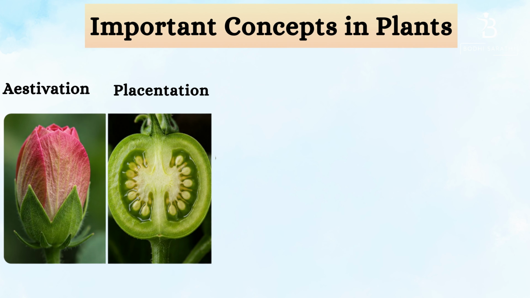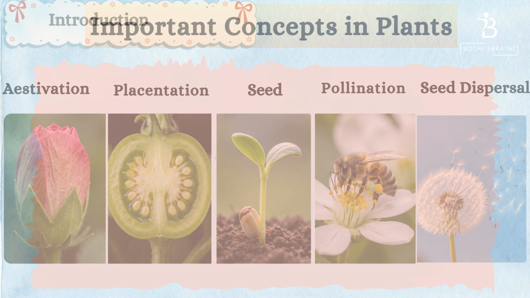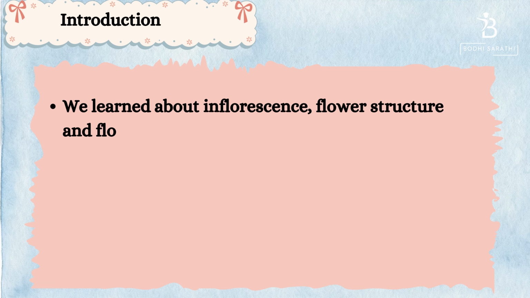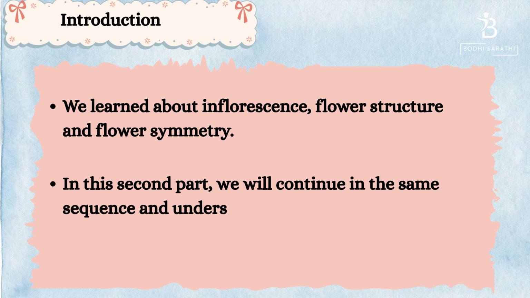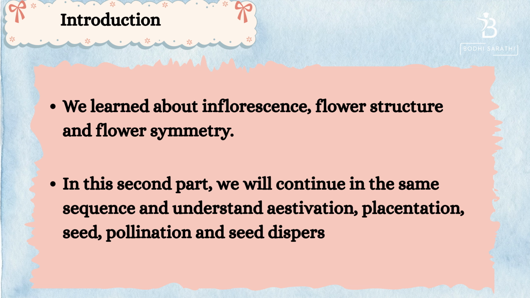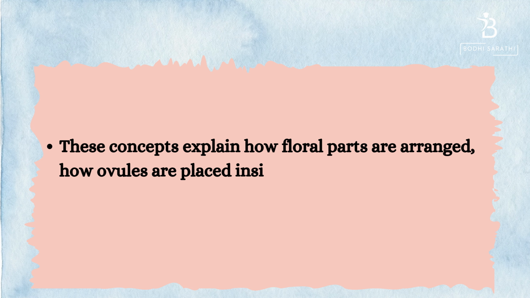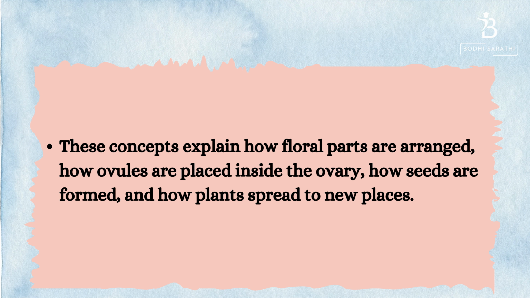Estivation, placentation, seed, pollination, and seed dispersal. Introduction. We learnt about inflorescence, flower structure, and flower symmetry. In this second part, we will continue in the same sequence and understand estivation, placentation, seed, pollination, and seed dispersal. These concepts explain how floral parts are arranged, how ovules are placed inside the ovary, how seeds are formed, and how plants spread to new places.